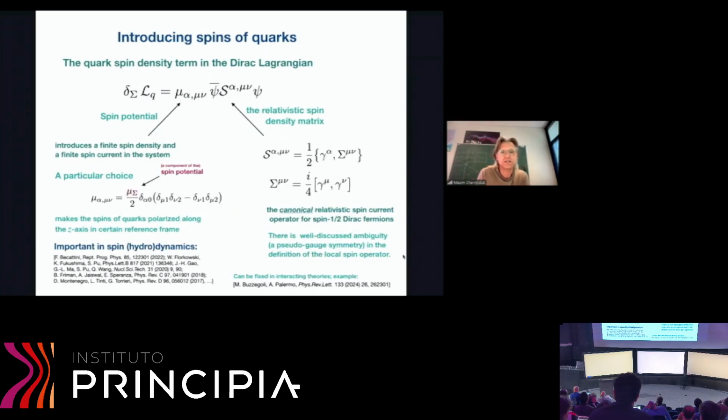And then the question is how we introduce spin of quarks. Okay, we have various options here. The simplest way is to introduce it using the relativistic spin matrix, so using the canonical formulation.